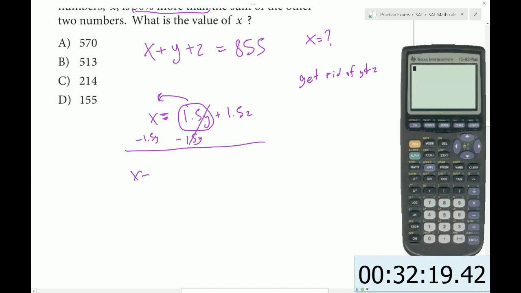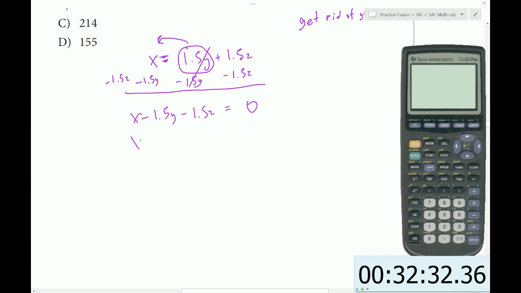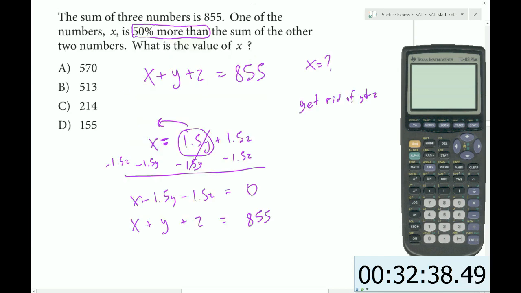And so I get x minus 1.5y. And then I also do the same thing with the z. Subtract from both sides, minus 1.5z. And on the right side I'll get 0, right? And now I compare that with my other equation, which is x plus y plus z is equal to 855, was it? Yeah.